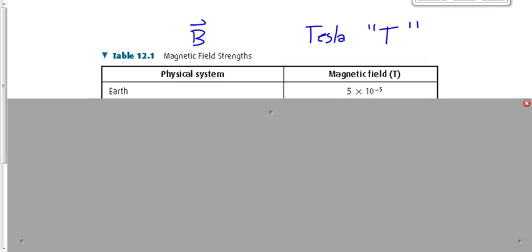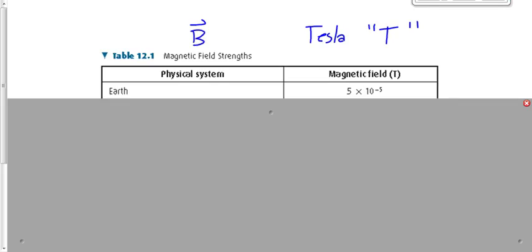The Earth's magnetic field varies depending upon where you are on the surface of the Earth, but it averages about 5 times 10 to the negative 5 Tesla. It's a weak magnetic field. Just like gravity is a weak field, the magnetic field surrounding the Earth is a weak magnetic field. I think it's really strong, right? It affects compasses all over the place, right? No, it doesn't actually. If you're standing out in the middle of nowhere and you get a compass, it's going to point in the right direction, right? It's going to point towards the North Pole.